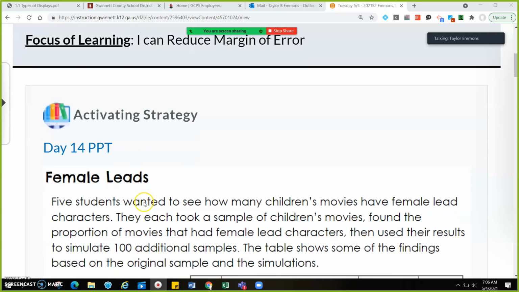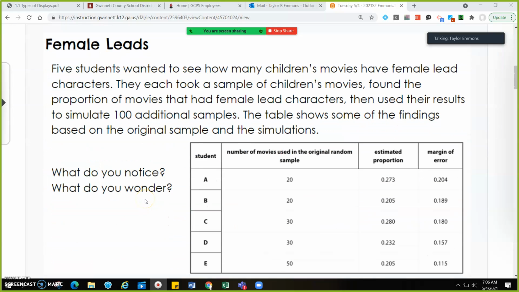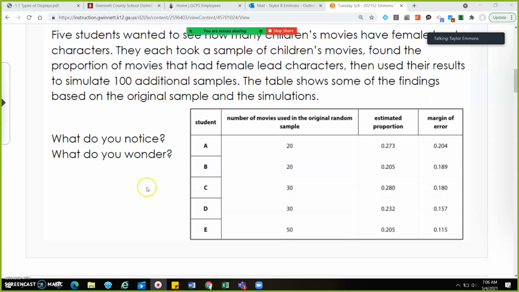All right, so again, we're going to talk about reducing margin of error. So it says female leads. 5 students wanted to see how many children's movies have female lead characters. They each took a sample of children's movies, found the proportion of movies that had female lead characters, and then used the result to simulate 100 additional samples. The table shows some of the findings based on the original sample and simulations. So what do you notice, and then what do you wonder?